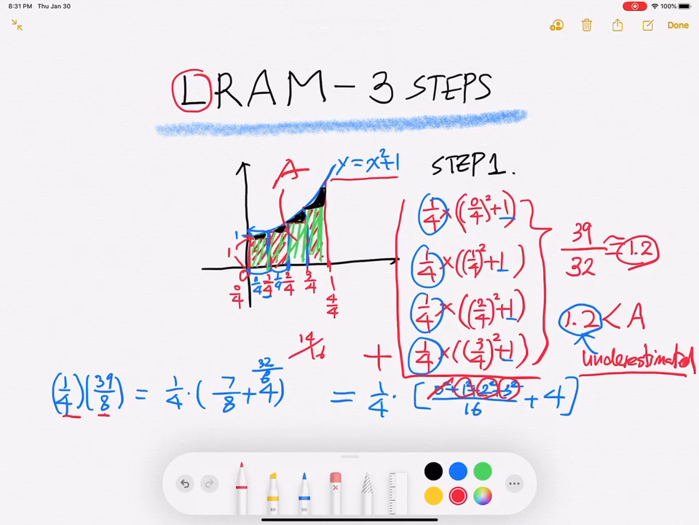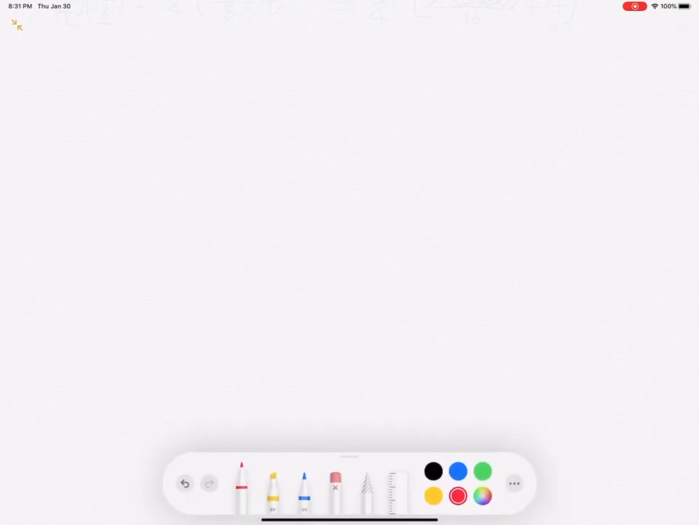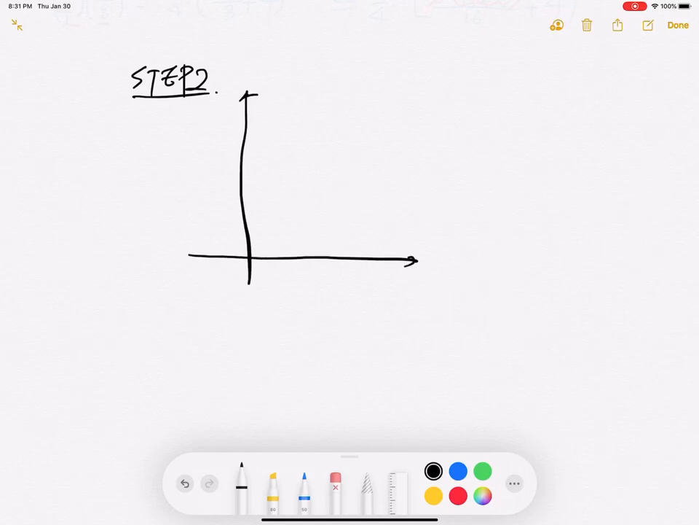Okay, let's go to step 2. Today I'm using the same function y equals x squared plus 1 to explain 3 steps of the LRAM method to find that area under the curve. Let's go to the next step. Step 2. I will draw the same function graph y equals x squared plus 1 here. 0 to 1.